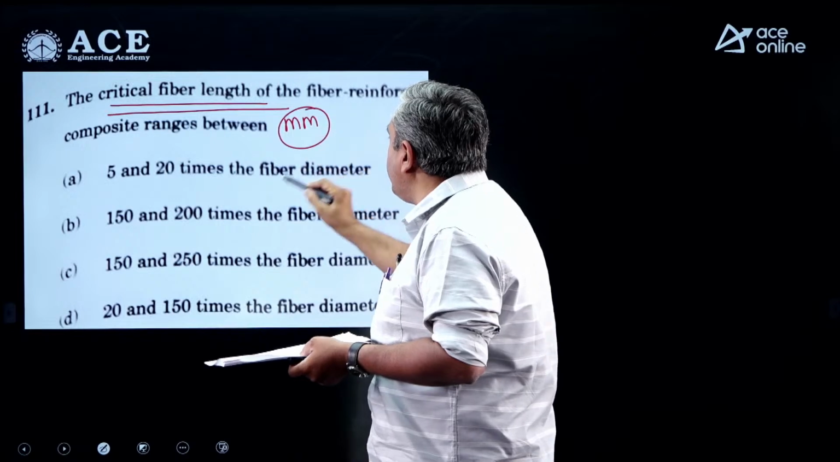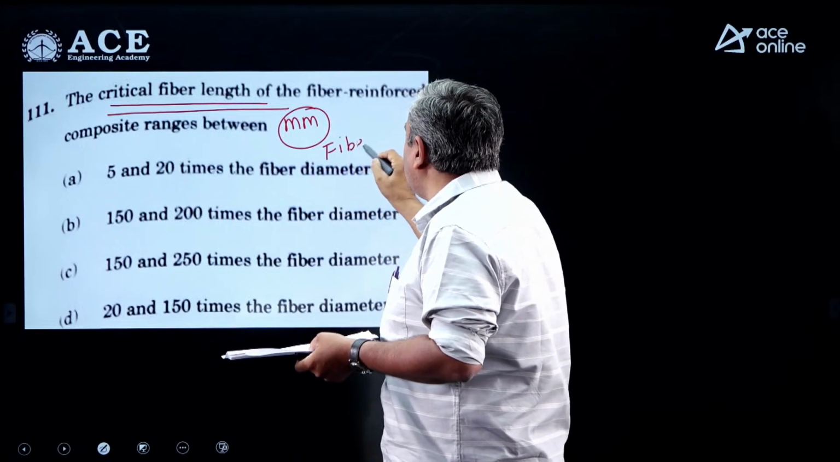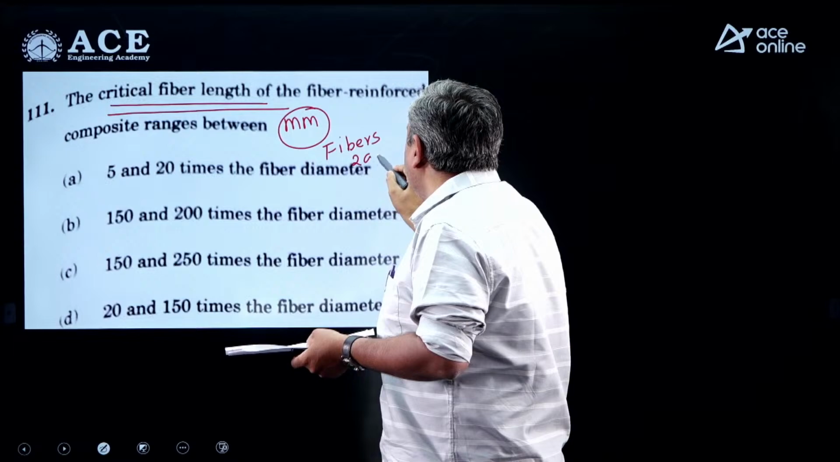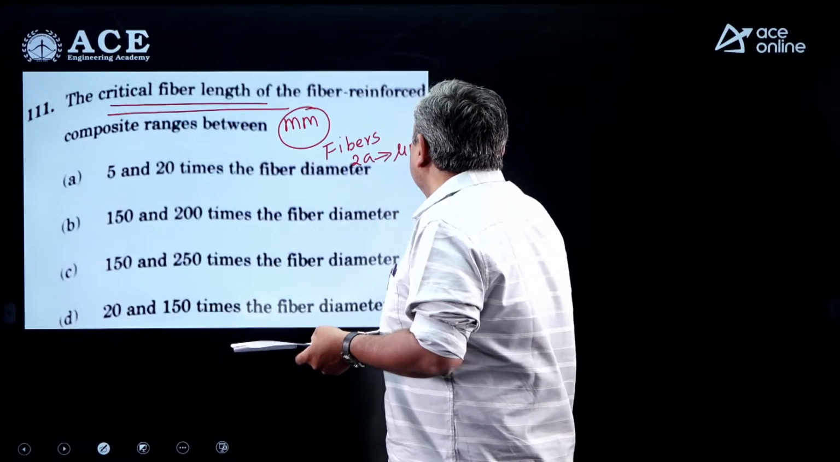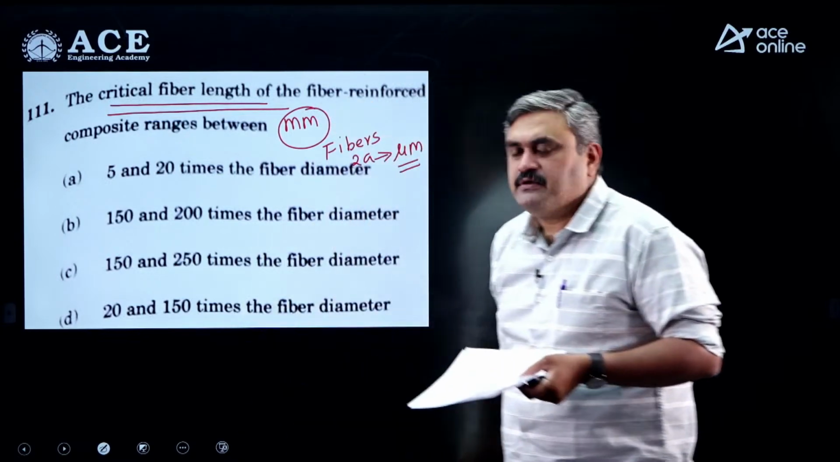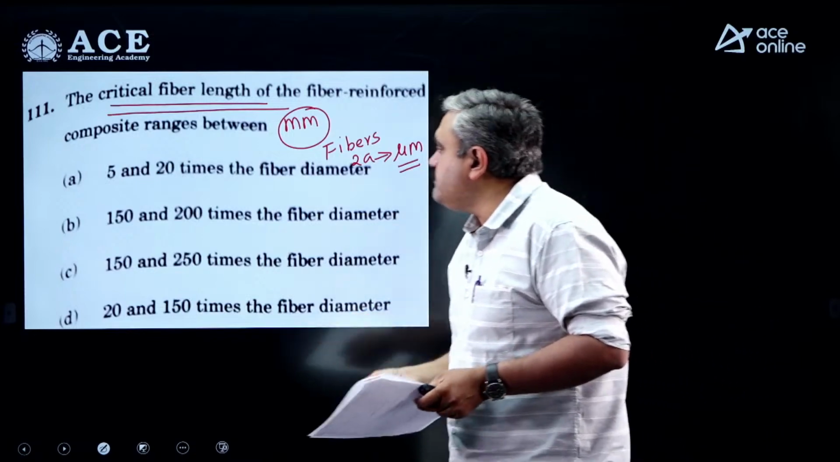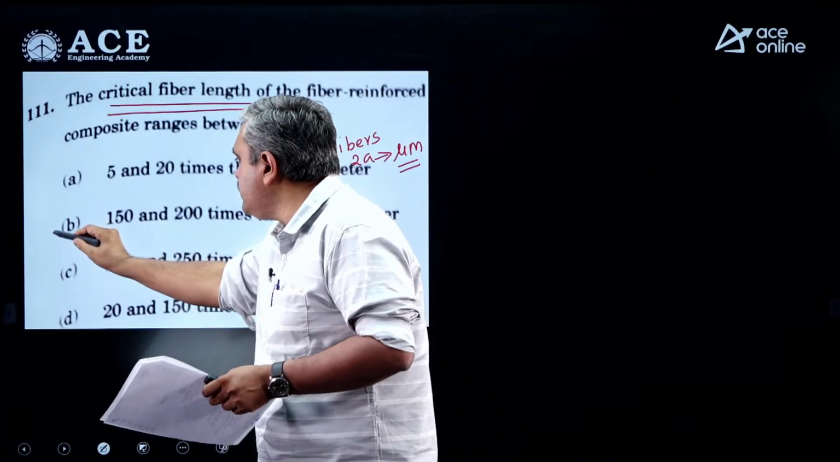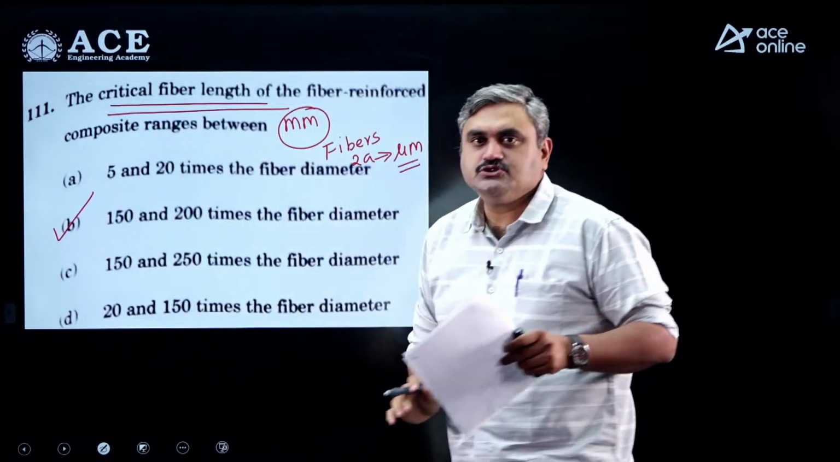Our fibers will be in the order of micro. Diameter 2a will be in the order of micrometer. So this fiber length we require in terms of millimeter. So if you take this, generally it comes around 150 to 200 times. So I think option B would be the right choice.